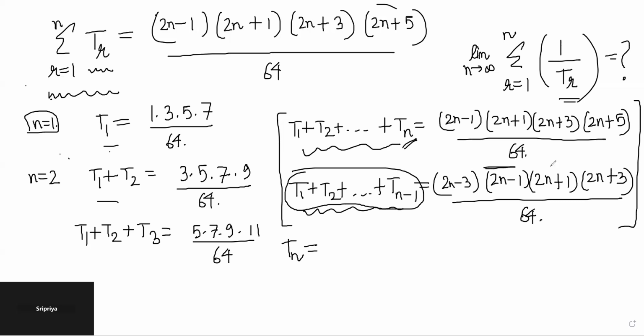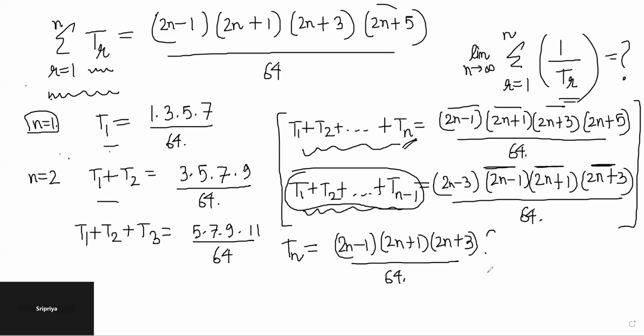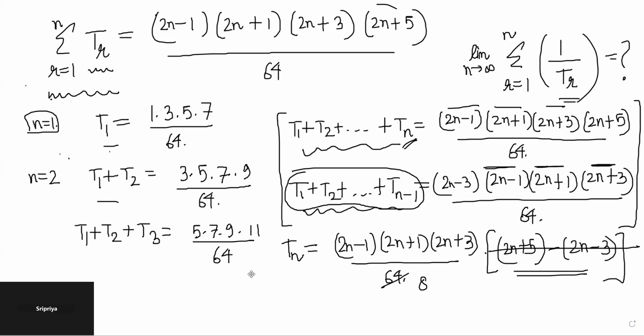We can take this term, this term, this term common when we subtract, right? We'll get 2n minus 1, 2n plus 1, 2n plus 3 divided by 64 common, and we'll have 2n plus 5 minus 2n minus 3, right? So this is clearly 8. 8 by 64, you get an 8 here. Oh, nice. We are now getting our Tn term as 2n minus 1, 2n plus 1, 2n plus 3 divided by 8.